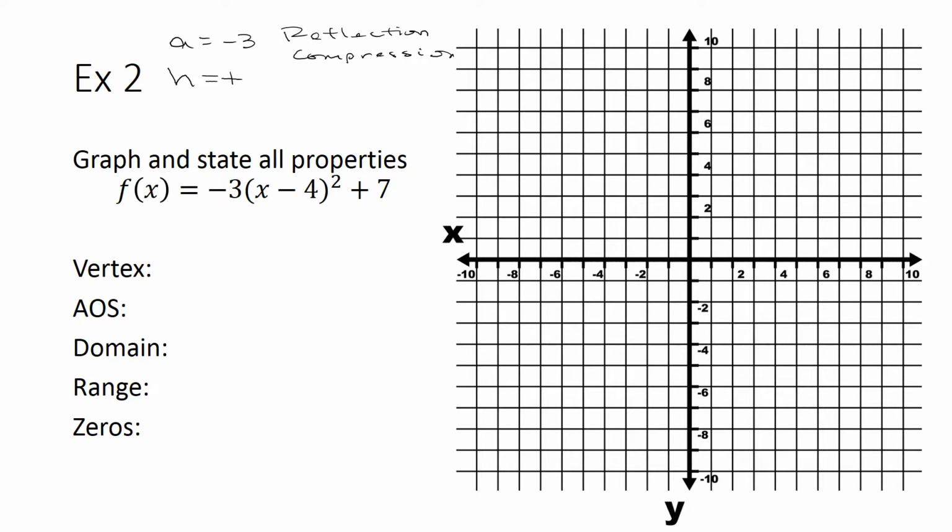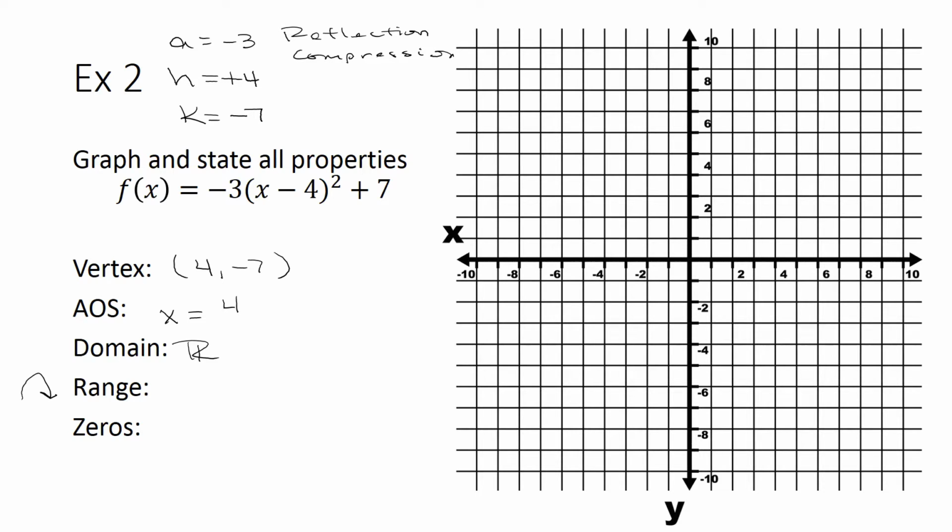Okay, h is equal to positive 4, opposite of what it is inside the equation, and k is equal to negative 7. So our vertex is the point (h, k), which is (4, negative 7). Axis of symmetry, vertical line x is equal to 4. Domain is all real numbers. Because it's going to open downwards, we're going to have a maximum.